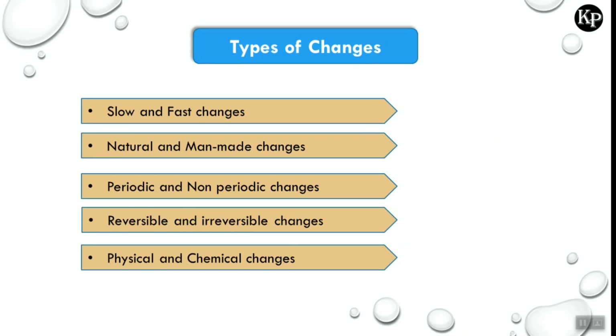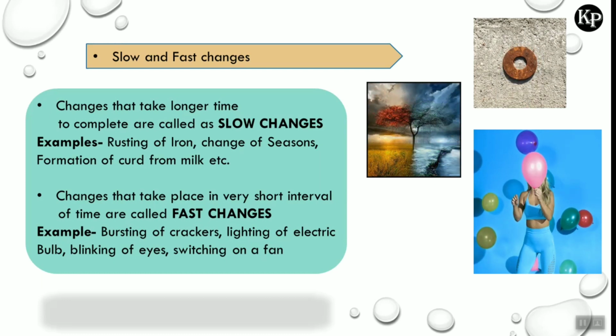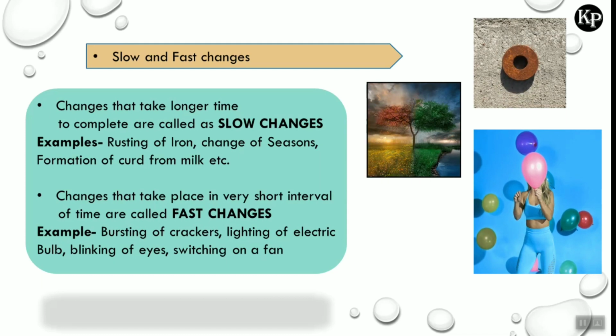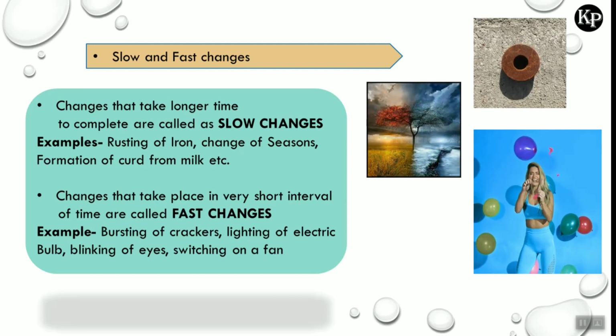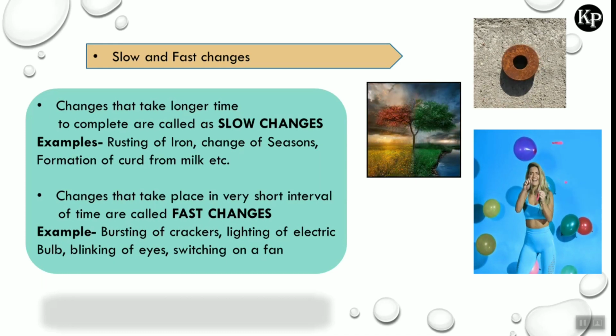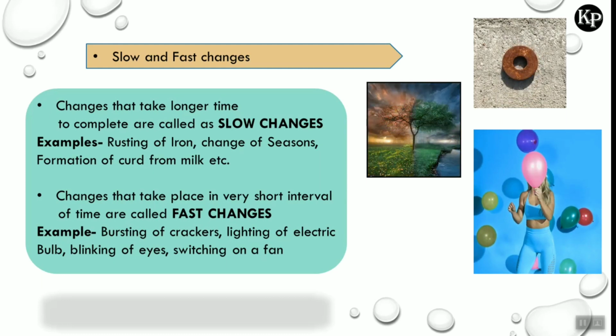Now, types of changes: slow and fast changes, natural and man-made changes, periodic and non-periodic changes, reversible and irreversible changes, physical and chemical changes. The first one, slow and fast changes. Changes that take a longer time to complete are called slow changes. For example, rusting of iron, change of seasons, formation of curd from milk, etc. These are the examples of slow changes.